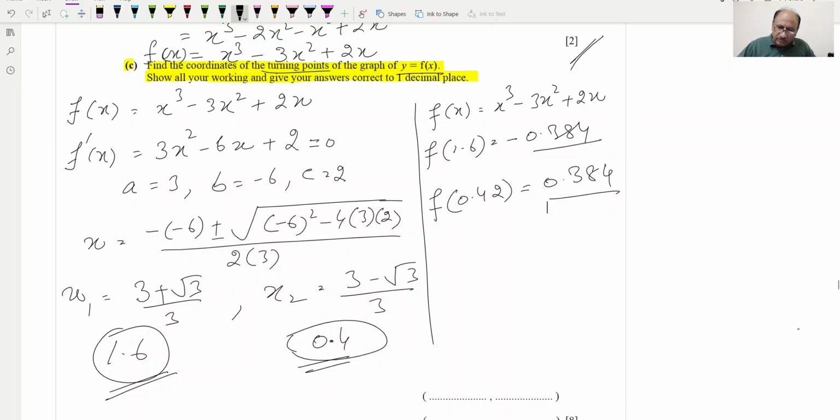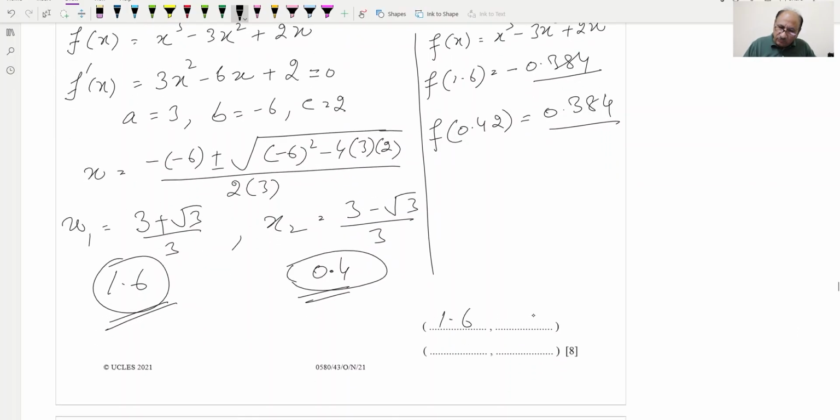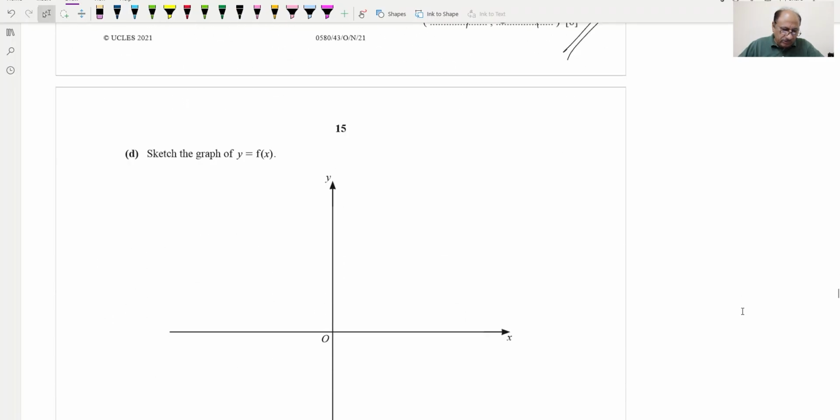So we can write the point for 1.6, we got the value as minus 0.384, and for 0.4 the y value is the positive 0.384. If we have to provide up to one decimal place, we can write 0.4, and this one will be minus 0.4, this will be plus 0.4. And this is an 8 marks question which we are done. Hopefully you understood each and everything.